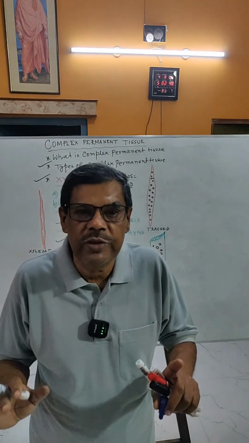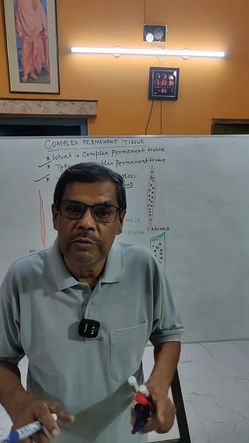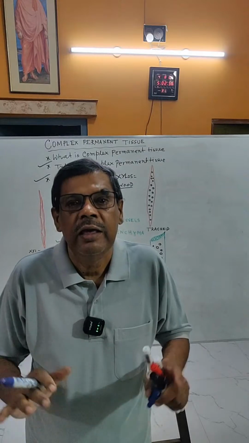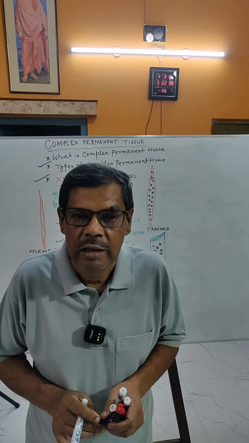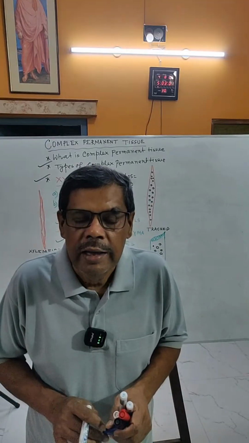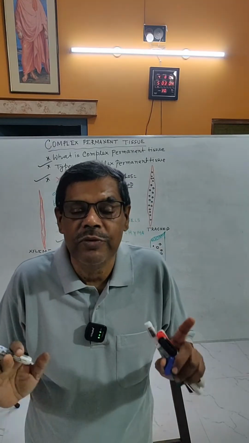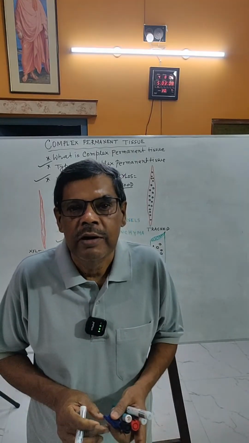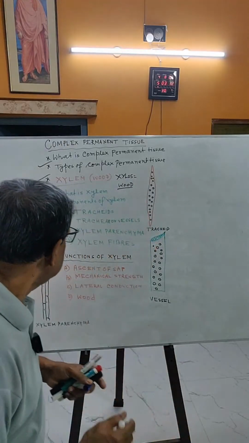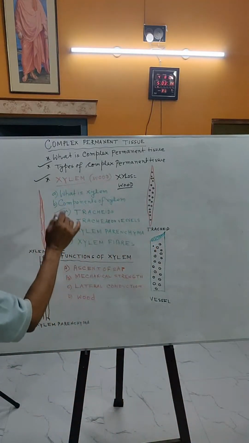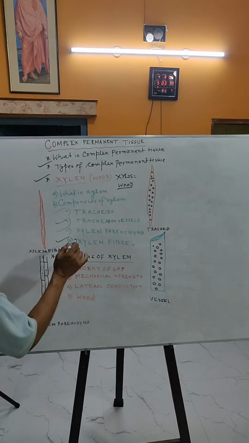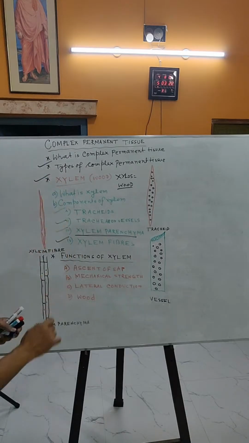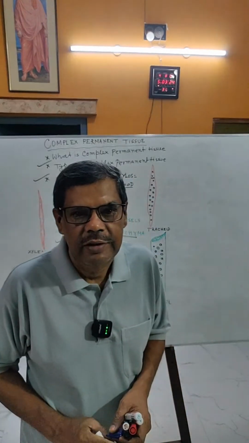Of these 4 types of cells which constitute the xylem, only one cell is living, that is xylem parenchyma. All other cells of xylem are dead. Of the four types of cells, only xylem parenchyma is living. All other three types are dead cells.